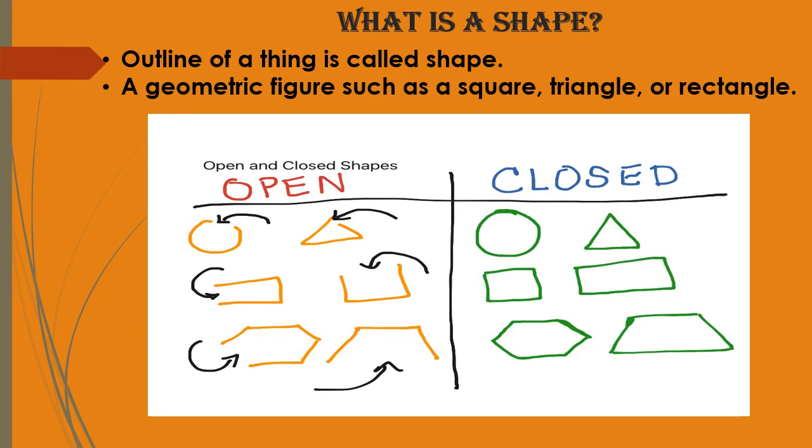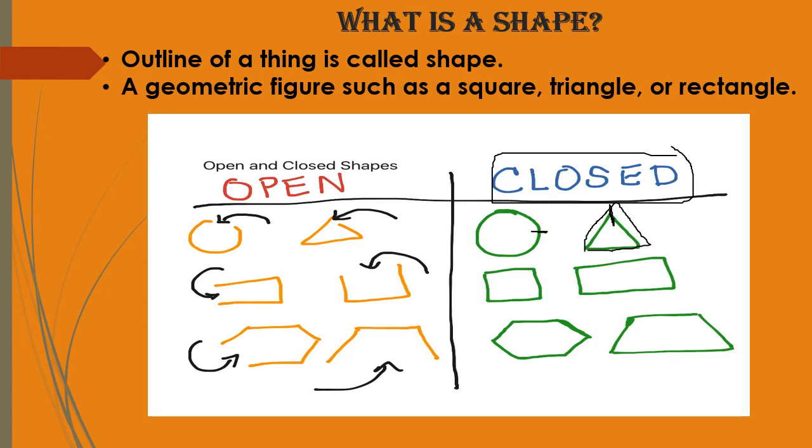Okay, you can tell me when I started drawing this triangle, from where I started. You are saying I started from here, but I say I started from here like this. Basically, if you talk about these closed shapes, you should know that they don't have a starting point or ending point, or you can say they have the same starting point and the same ending point.